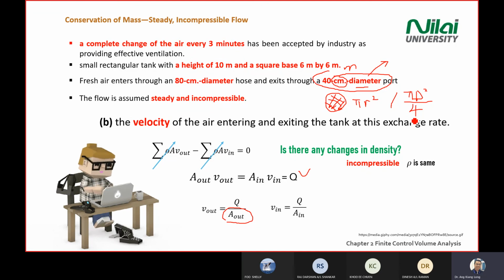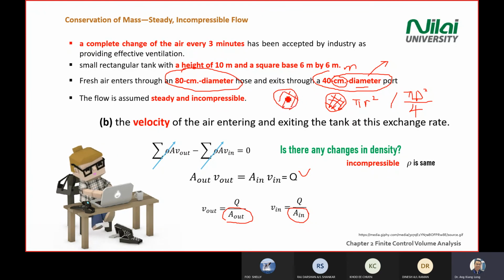Or you can use the normal pi d square divided by 4. Remember to change to unit SI. Same with the inlet. Area of the inlet is 80 cm diameter, so you use pi r square. Okay, how do you know that you can use a circle area? Because of the wording of hose and diameter.